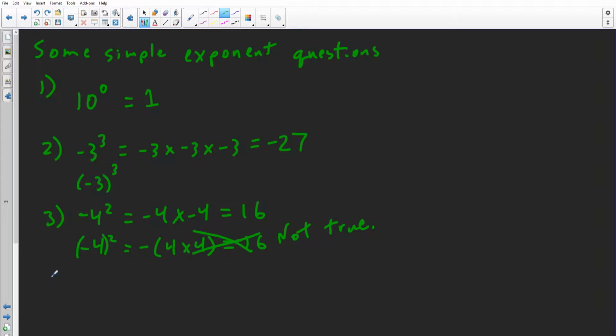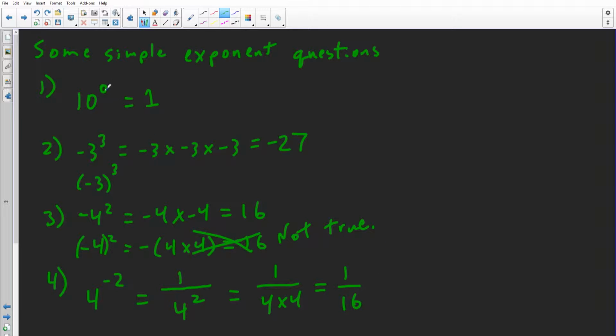All right, let's do another question. Question number 4 is going to be 4 to the exponent negative 2. As soon as you see a negative exponent, all that means is that you have 1 over 4 squared. So you just put 1 over, and then underneath the 1, put 4, and then you can take away the negative. So then that's just equal to 1 over 4 times 4, which is equal to 1 over 16.